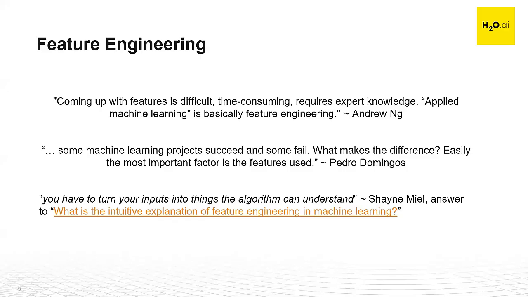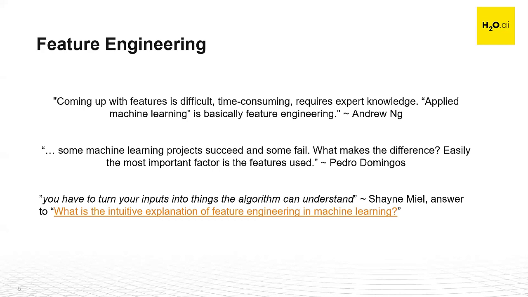So feature engineering, why it is important. I have some quotes from some quite well-known people in the machine learning space. Andrew Ng says coming up with features is difficult, time-consuming, requires knowledge, but then emphasizes machine learning is basically feature engineering. And I think we can all agree that feature engineering is very, very important in extracting information and making it better to solve specific machine learning tasks.